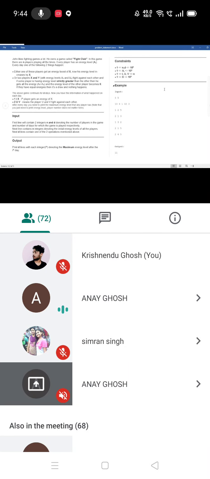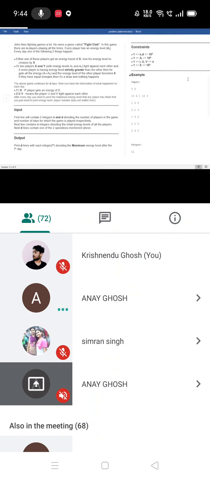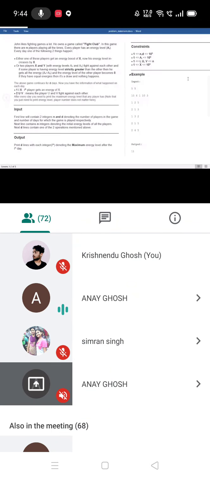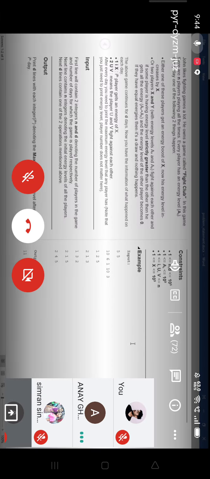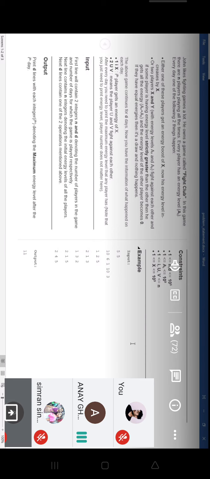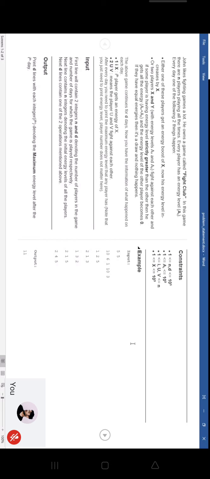Okay, so in this particular situation, what you need to do? First of all, you need to check whether their energy level is same or not. If their energy level is not same, then you need to have the summation of ax plus ay. Ax and ay are the energy of player x and player y.